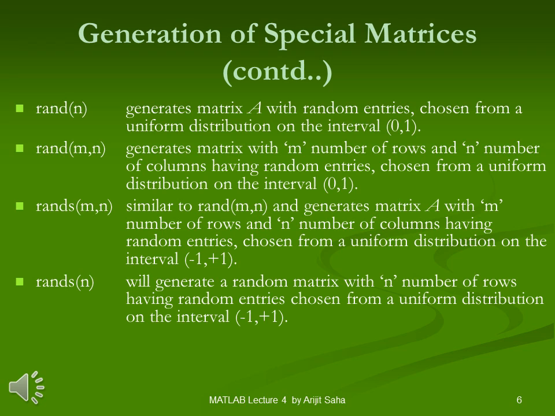We can think of some more special matrices like rand(n). It will generate a matrix A with random entries chosen from a uniform distribution on the interval 0 to 1. rand(m,n) similarly generates an m cross n matrix of random numbers. randn(m,n) is similar to rand(m,n) and generates an m cross n matrix, but random entries are now chosen within the interval -1 to +1. And randn(n), similarly, will generate a square matrix of dimension n cross n in the interval -1 to +1.